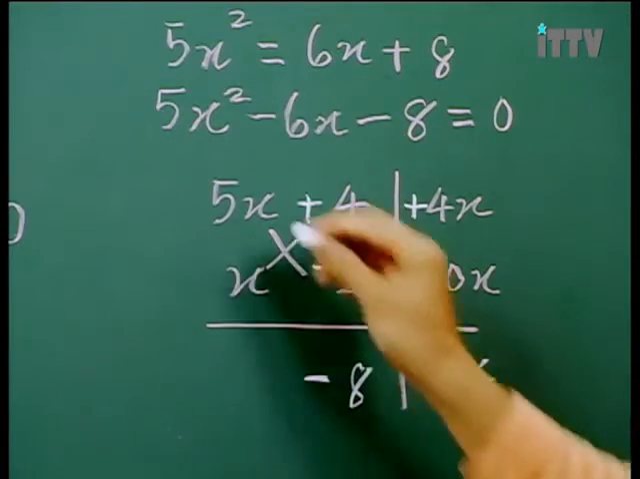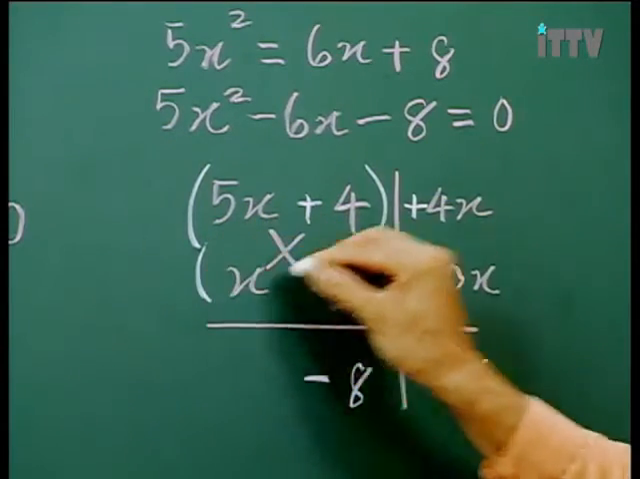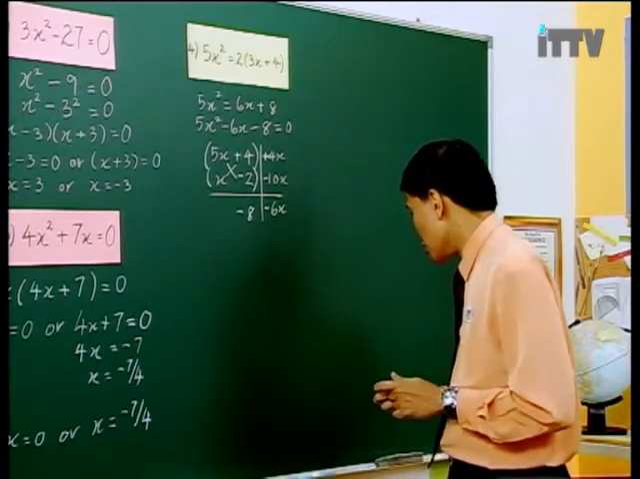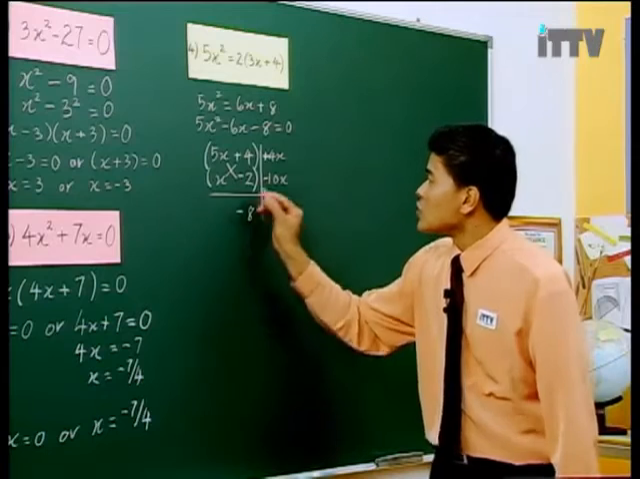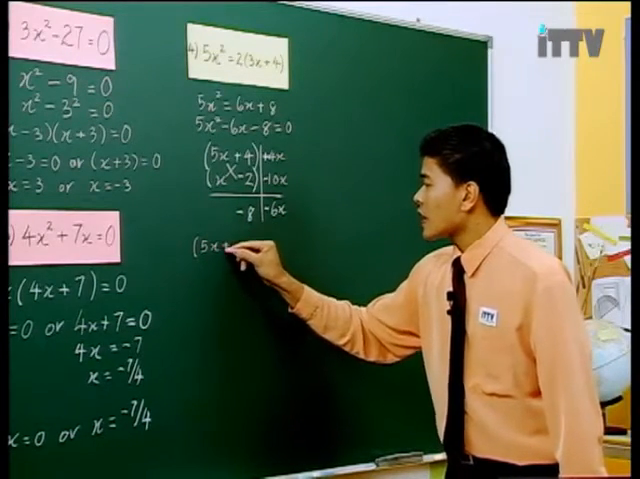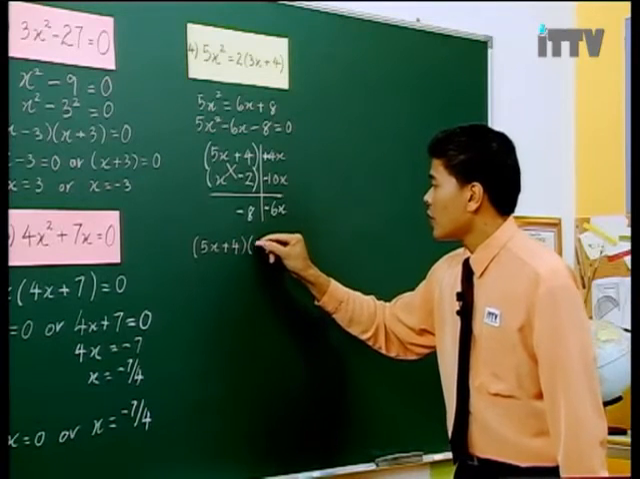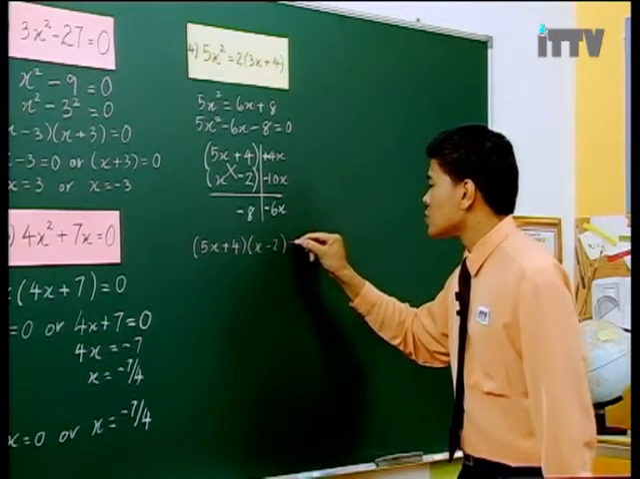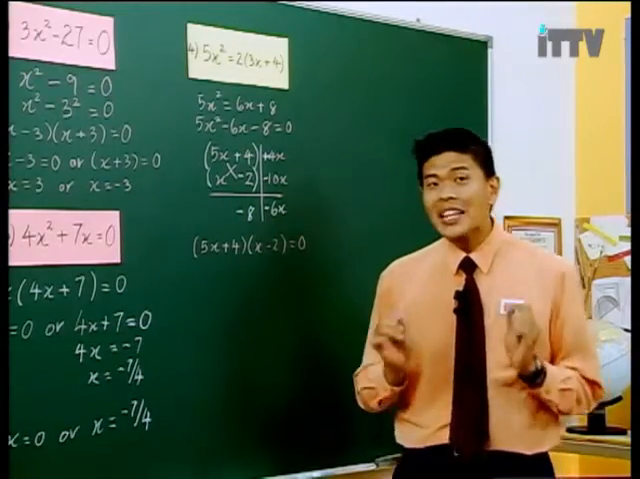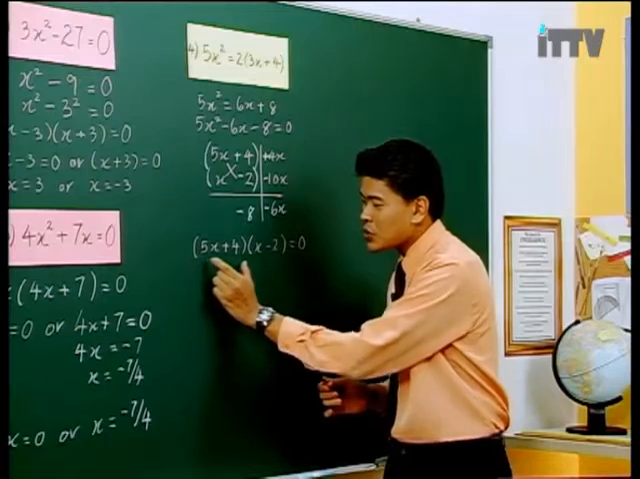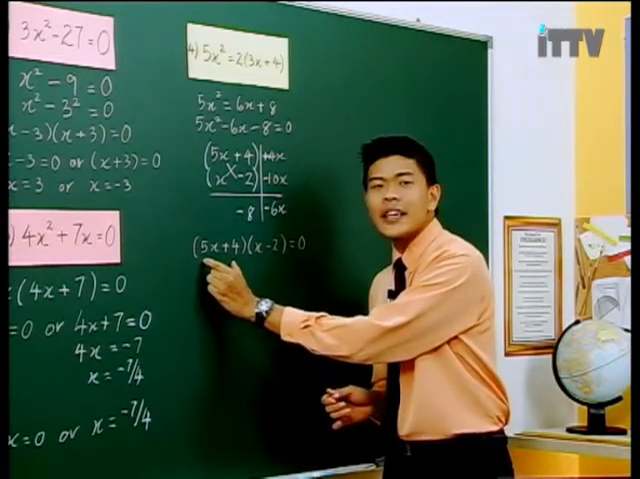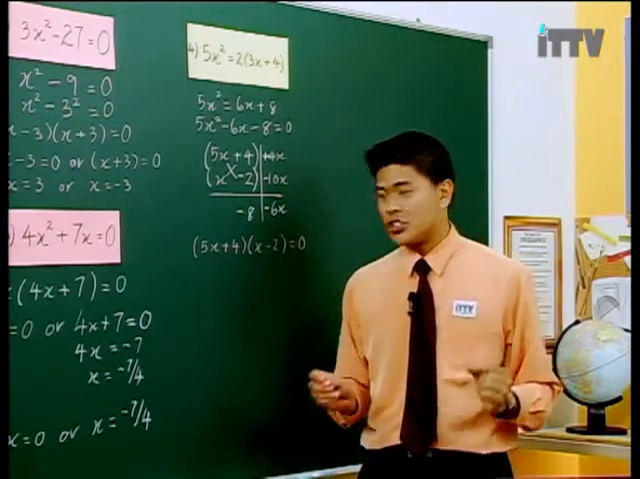So what are the factors of this? There are two factors, which are 5x plus 4 and x minus 2, and you need to write them down. So we have managed to factorize the quadratic equation into the factors 5x plus 4 and x minus 2. Don't forget, in step 4, equate each factor. Remember, once you get the two factors which are linear algebraic expressions, equate each factor to 0.